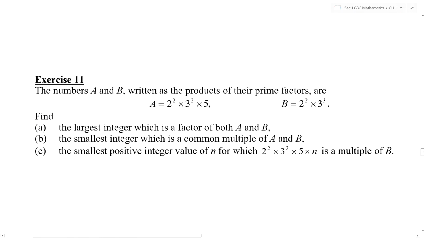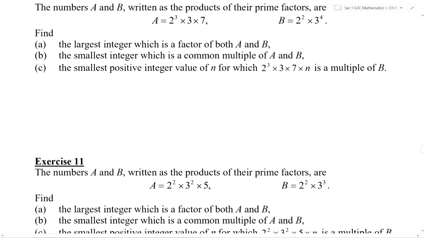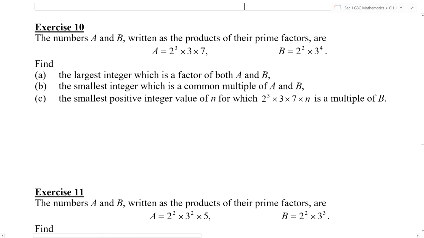Okay, so it is time now to tackle some questions. Exercise number 10. Okay, so please flip to it. We've got two numbers A and B. A, in index notation, looks like this. B looks like this. Do you think you should evaluate it? Should we take our calculator and find out exactly what is A and what is B? No, there is no reason to. In fact, we want to leave it like this so that we can solve for part A, B, and C quite easily. Alright, so now I want the largest integer, which is a factor of both A and B.